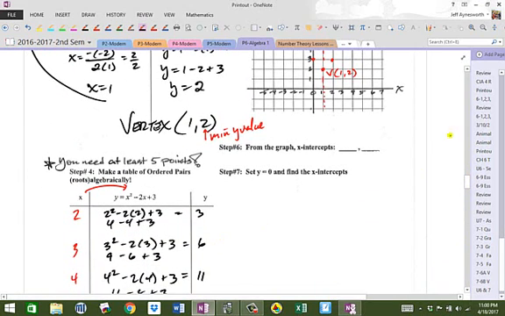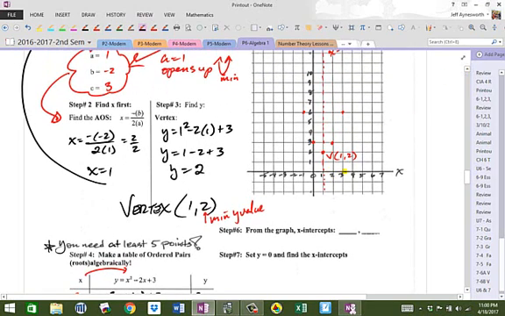3, 6, is that on there? Let's see here. Right 3 up 6. There's 3, 6 right there. I already plotted it. So we're going to plot and reflect, and then you draw your graph. Okay, you draw your parabola, as it is called.